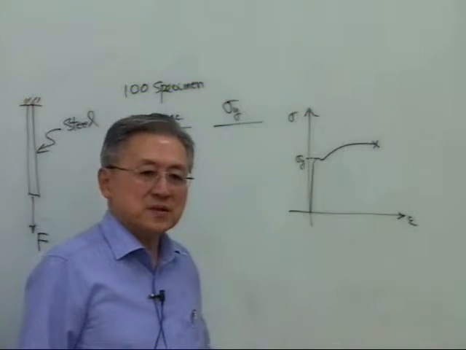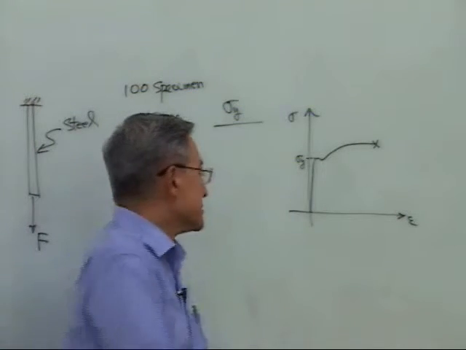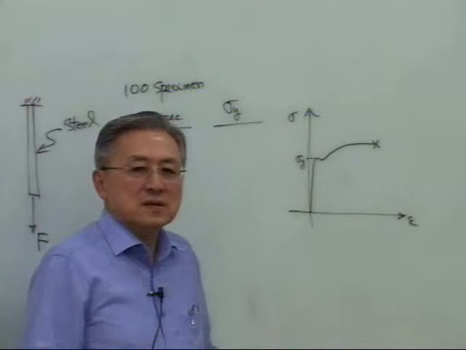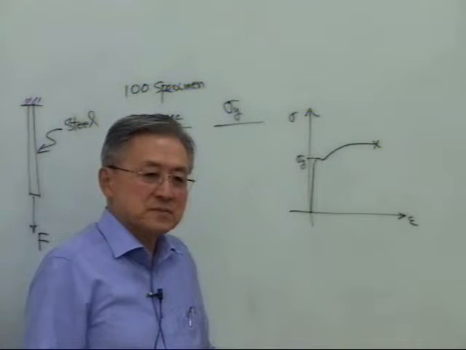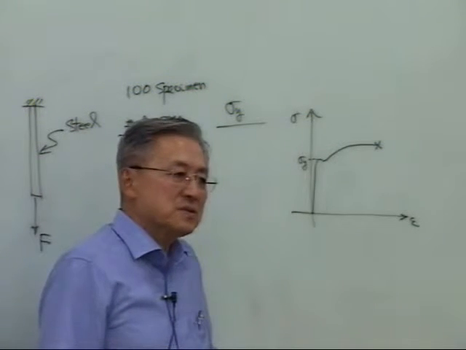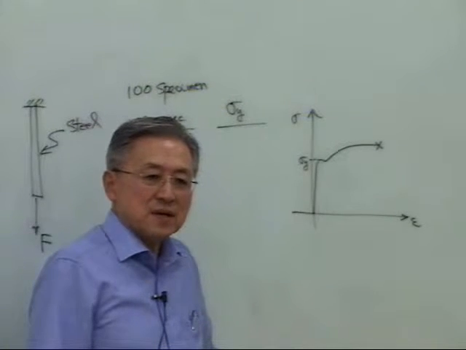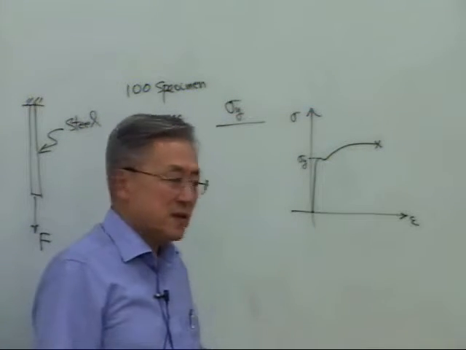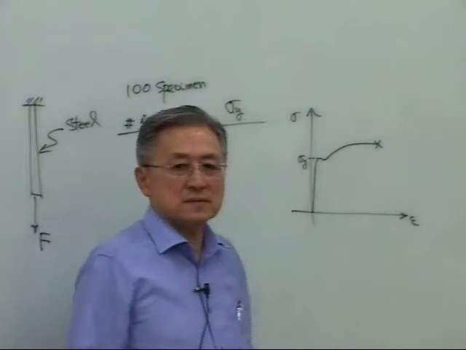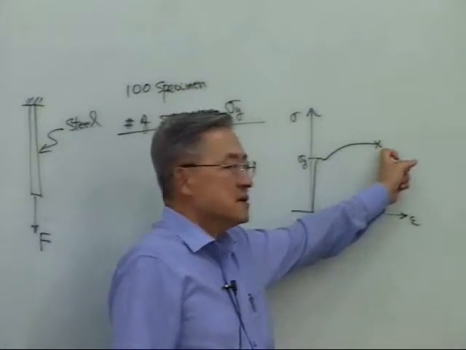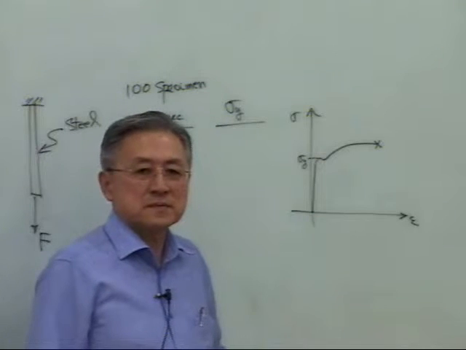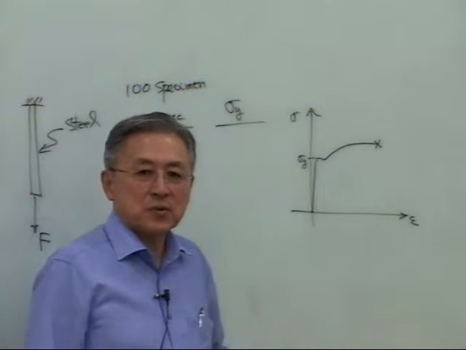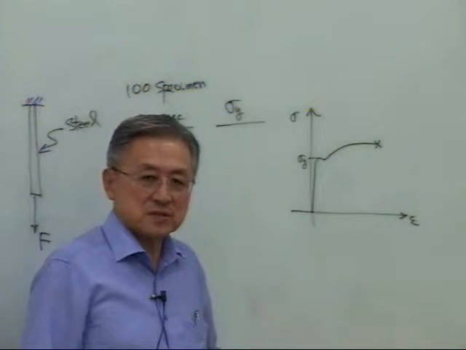That's the limit you are using, because from here to here is a linear relation between sigma and epsilon. The stress-strain relation is linear. After that it is nonlinear. And this is just a fracture. So this is the usual, important measure of the stress.